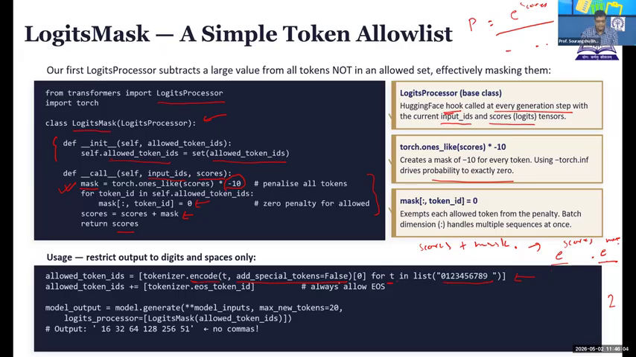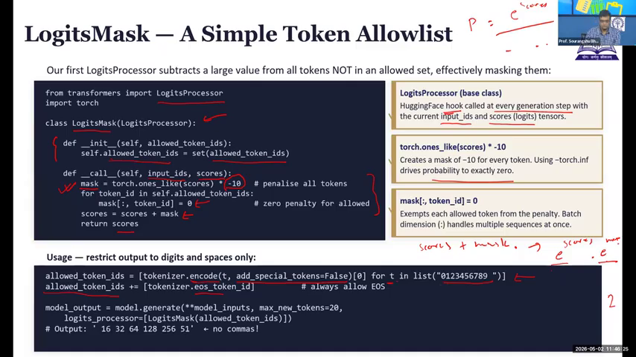These are of course the allowed tokens, and you also allow the end of sentence token, because otherwise your generation will not stop. So you have to allow the end of sentence token. So you create the allowed token IDs like this.